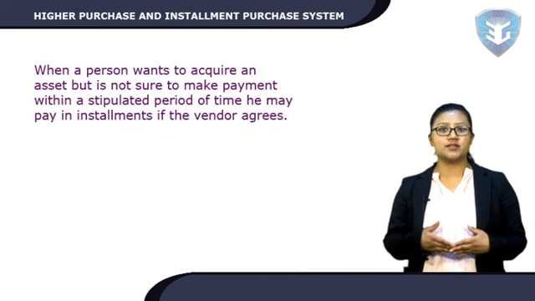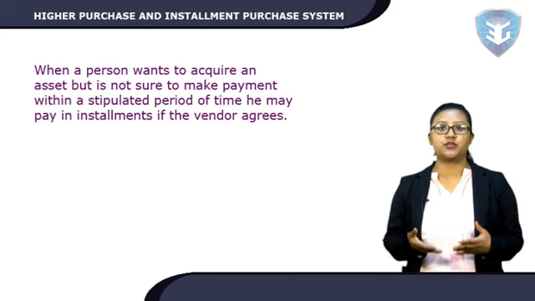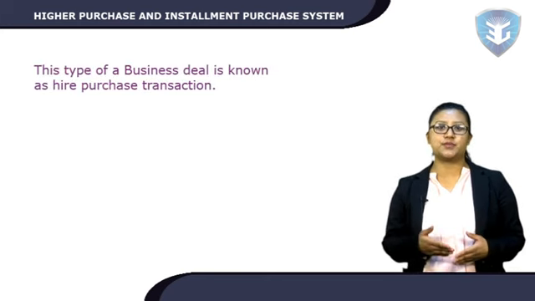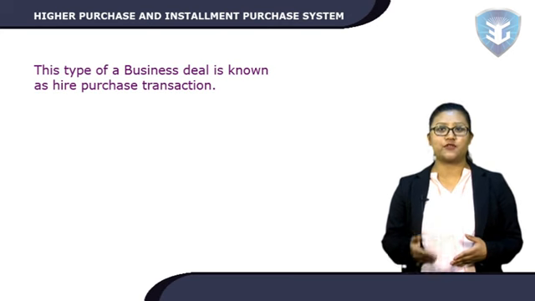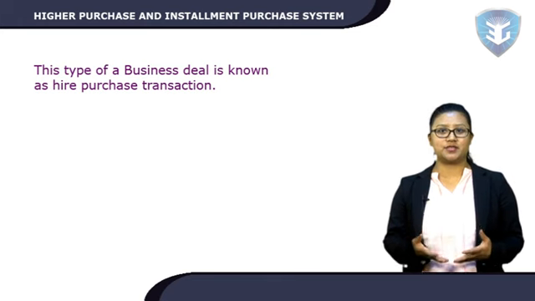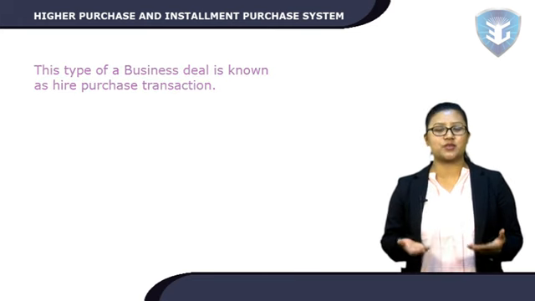When a person wants to acquire an asset but is not sure to make payment within a stipulated period of time, he may pay in installments if the vendor agrees. This enables the purchaser to use the asset while paying for it in installments over an agreed period of time. This type of business deal is known as a hire purchase transaction.